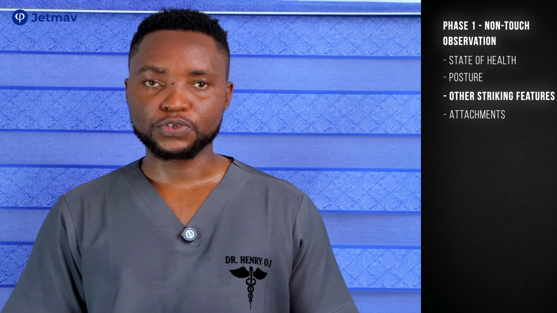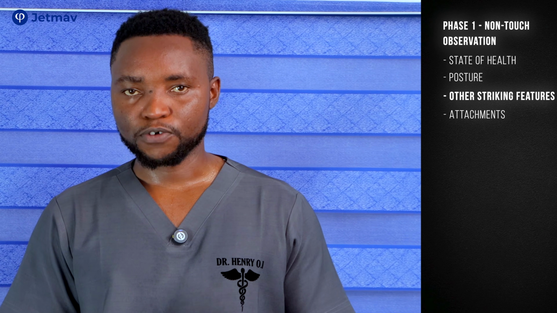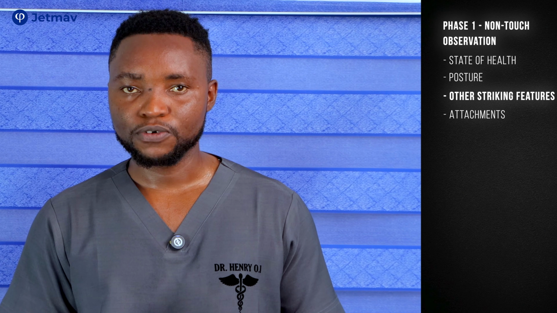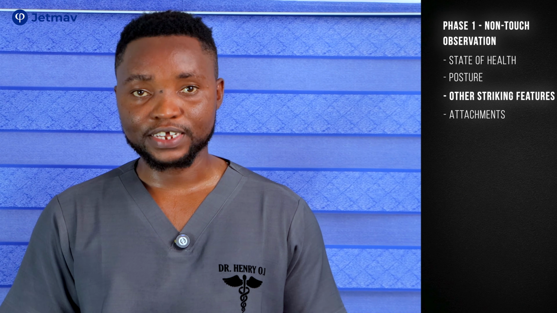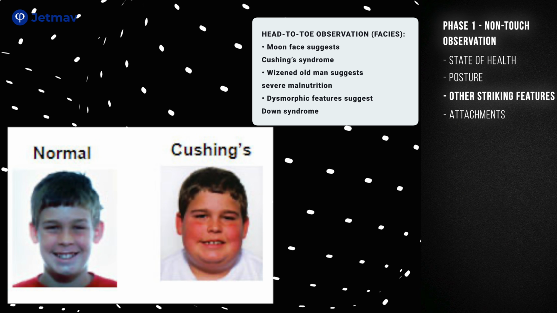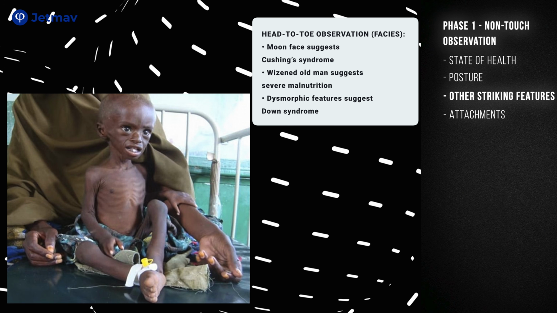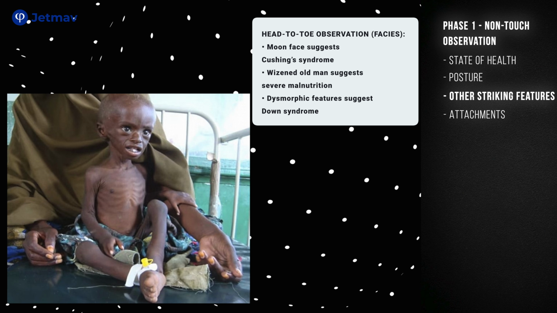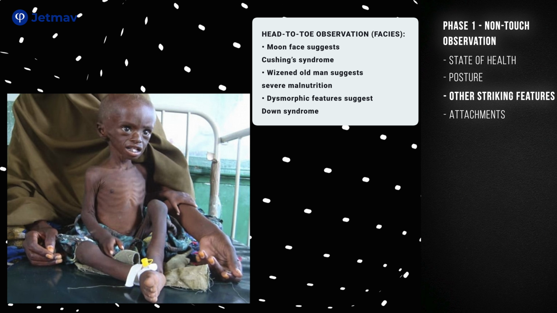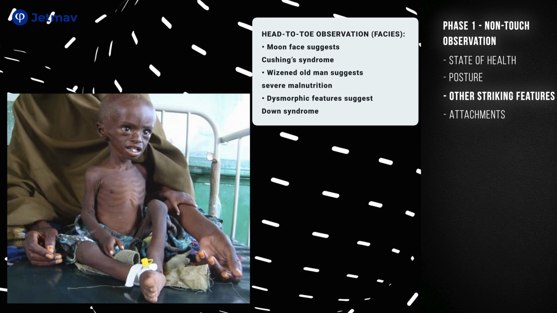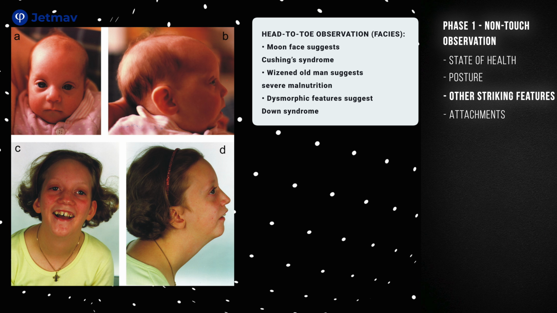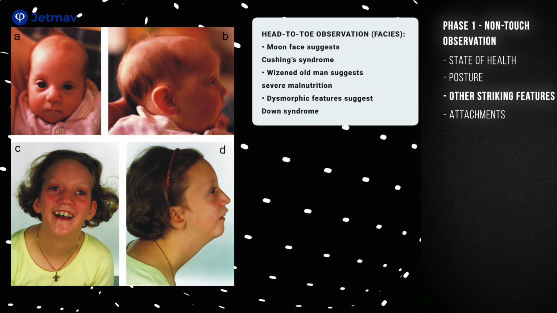After the state of health and the posture, you try to look at your patient from head to toe. Try to know if there's any other abnormal thing you can observe, and mention it. In pediatric cases, you might notice what we call a moon facies, which suggests Cushing syndrome, or you might notice what we call the wizened old man appearance in the case of severe malnutrition. So these are some of the things you can pick out by just looking at the patient. You can also look for dysmorphic features, probably something like in Down syndrome. So there might be dysmorphic features on the face.